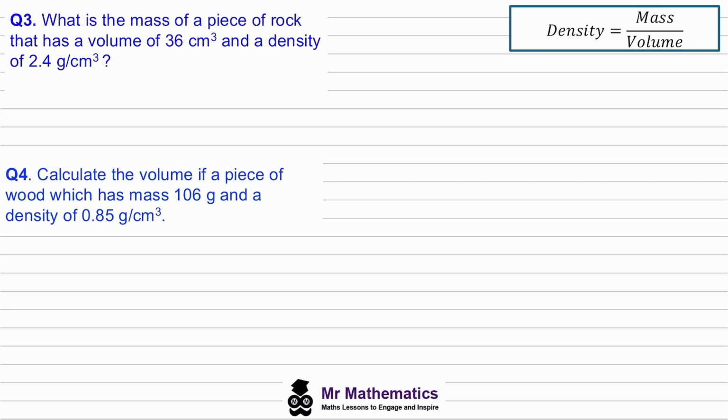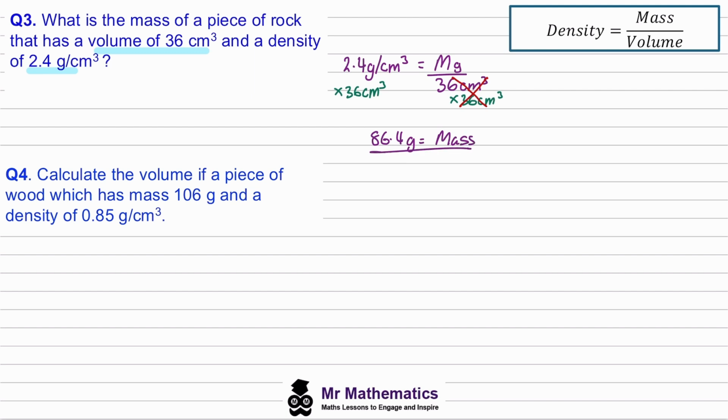Okay, so welcome back if you had a go. So for question 3, we've got the volume and we've got the density. So I'll substitute each of these into here. And then to work out the mass, we need to multiply both sides by the 36. Because then these two will cancel, and we're left with 86.4 grams for our mass.